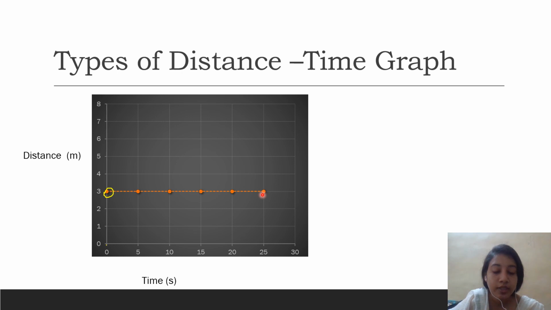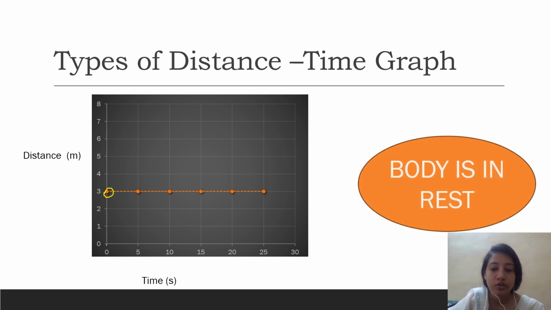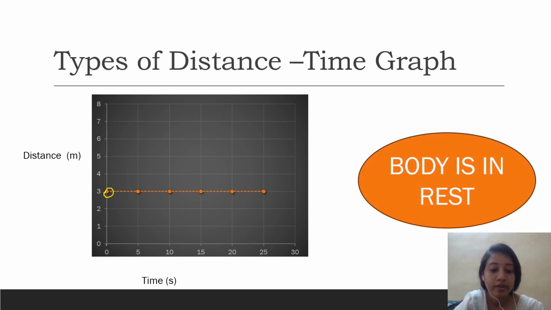So we can say that there is no change of position with respect to time. Even though the time is changing every 5 seconds, there is no change in the position of the object. So we can say that this object is at rest. The body is at rest when the graph is a straight horizontal line parallel to the x-axis, or the time axis.